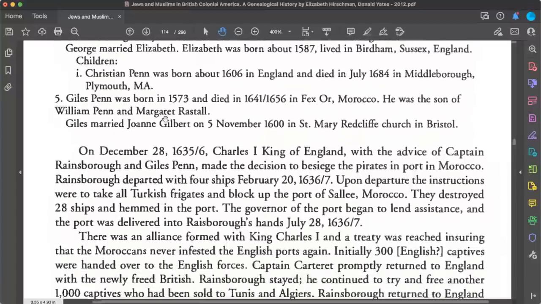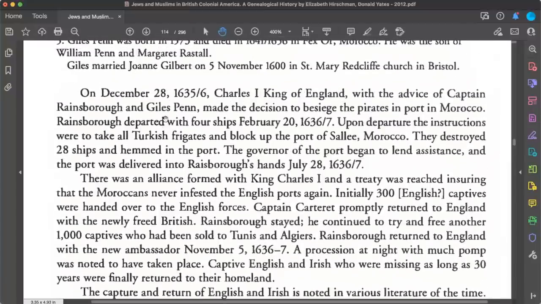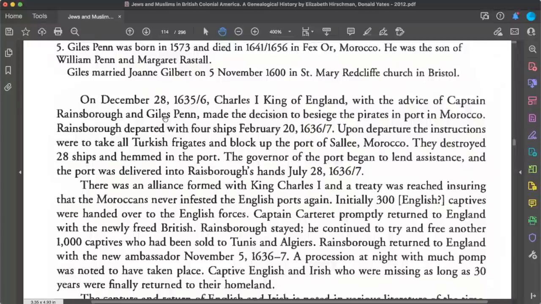Now, continuing, it says, on December 28, 1635-36, Charles I, King of England, with the advice of Captain Rainsborough and Giles Penn, remember, Giles Penn is the guy who died in Morocco, made the decision to besiege the pirates in port in Morocco. Rainsborough departed with four ships, February 20, 1636-37. Upon departure, the instructions were to take all Turkish frigates and block up the port of Saye in Morocco. They destroyed 28 ships and hemmed in the port. The governor of the port began to lend assistance, and the port was delivered into Rainsborough's hands, July 28, 1636.